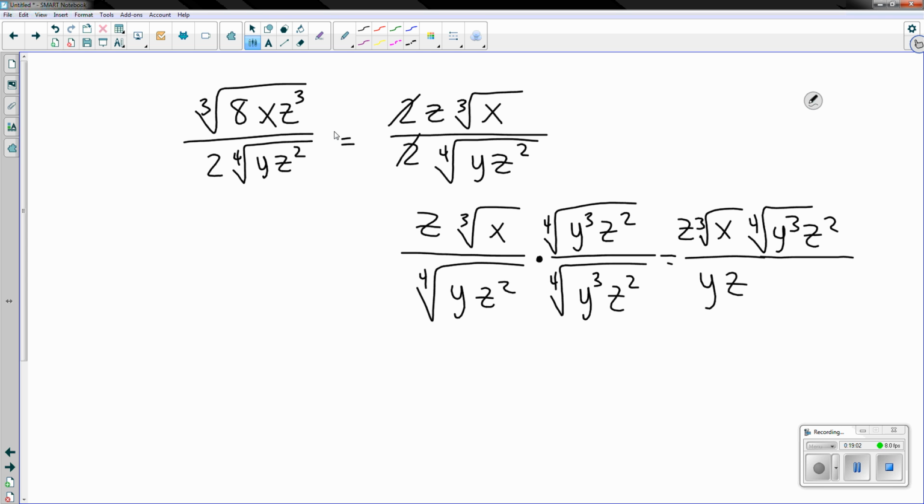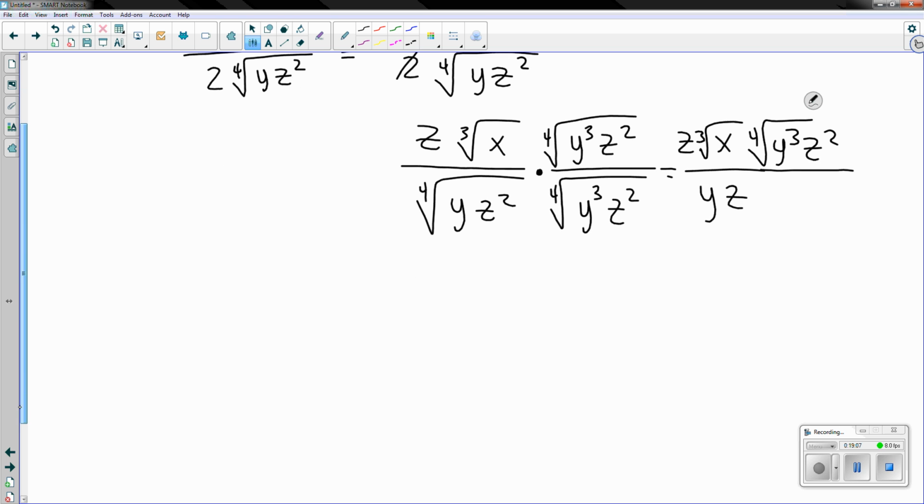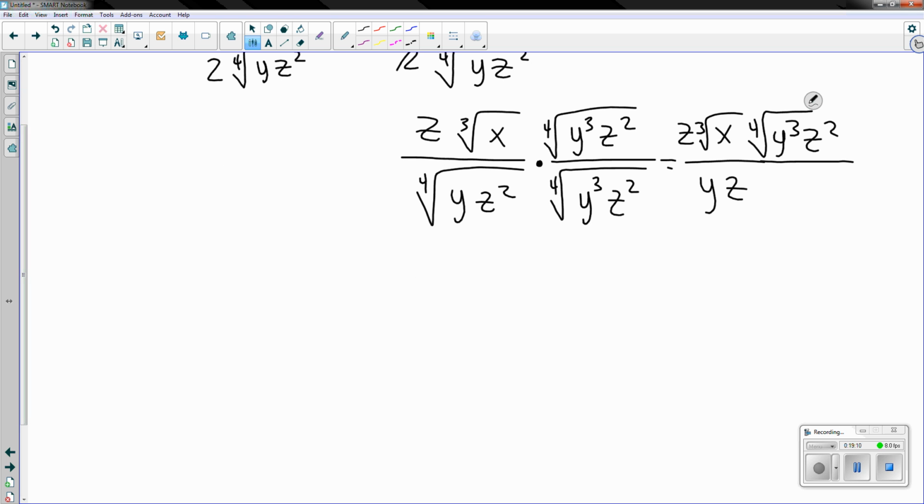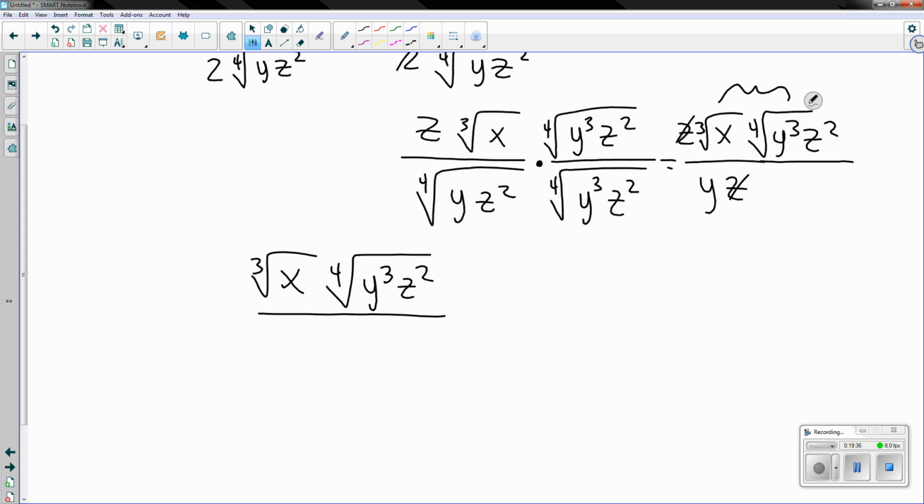Once you get to that final point, can you simplify any further? So yes, we completed the rationalization process, but upon rationalizing, we now have a z up top and on the bottom that can be canceled. And if you want to get really fancy, we could even combine these into the same radical, but we're going to have to change the index, which we've brought up in another video. But let's write down what we have. I'm going to actually write it off to the left. So we have cube root of x times fourth root of y to the third z squared all over y.